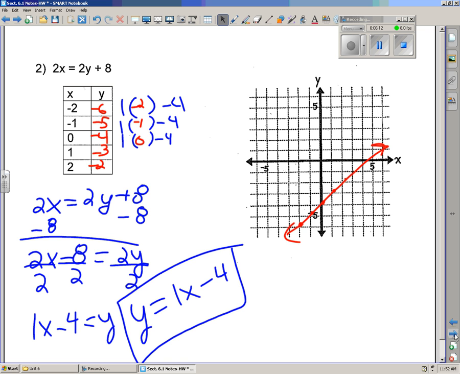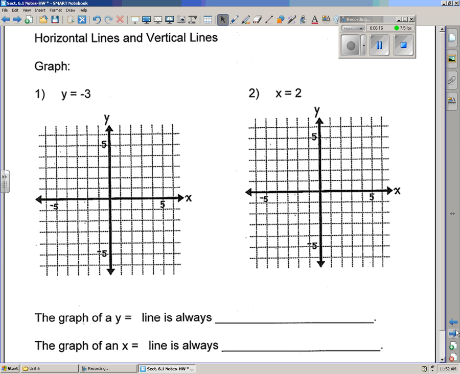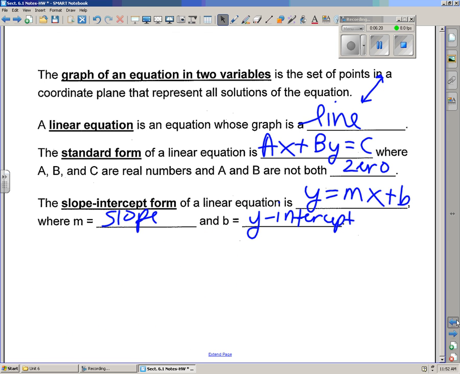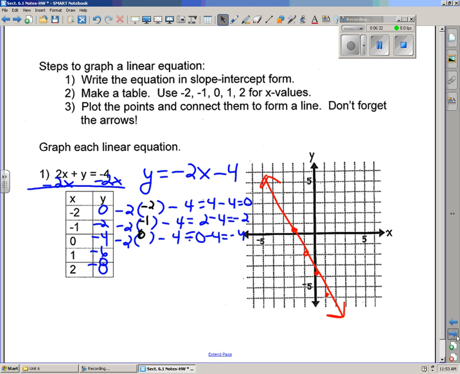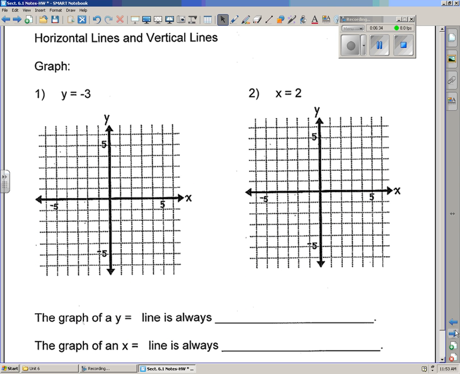Sometimes you don't have lines that have both the y and the x. You might have lines that are in one variable. Okay, and that kind of takes us back to here, where in the beginning, the equation is going to be the standard form ax plus by equals c, where a and b cannot both be 0. It means one of those variables cannot be eliminated. And that's kind of what happens on this stuff. So horizontal lines and vertical lines.